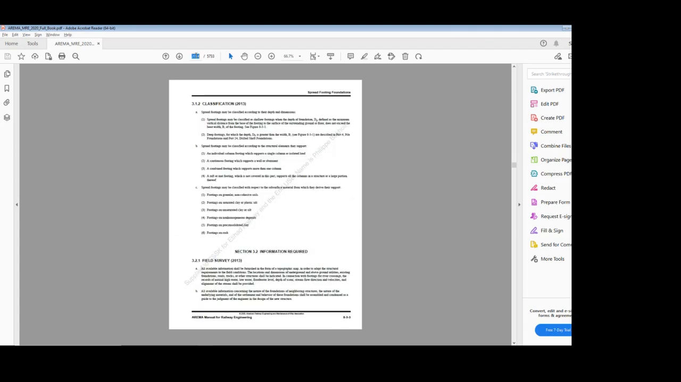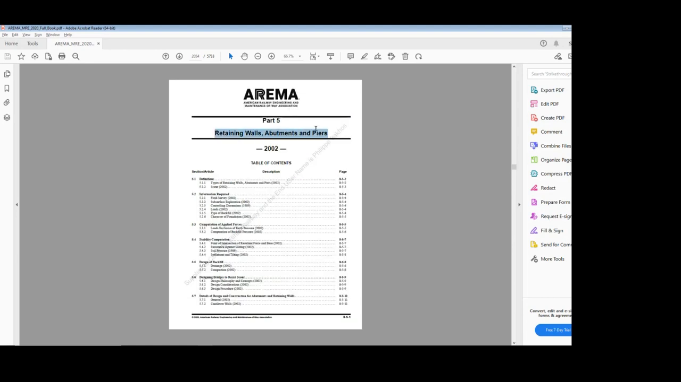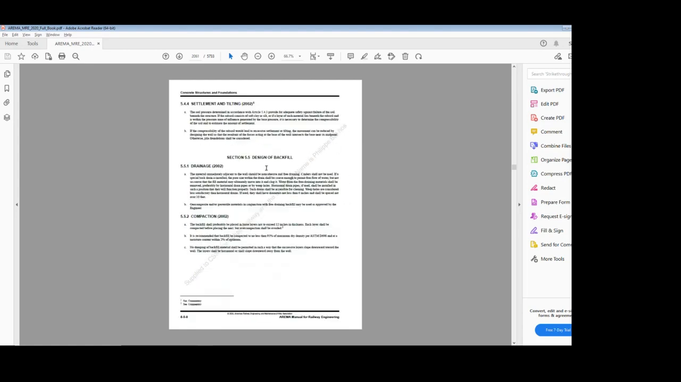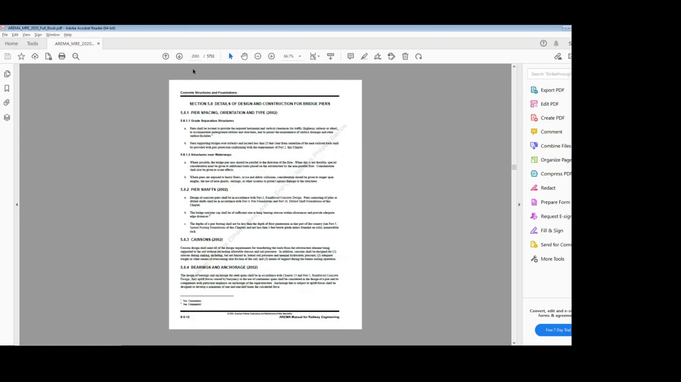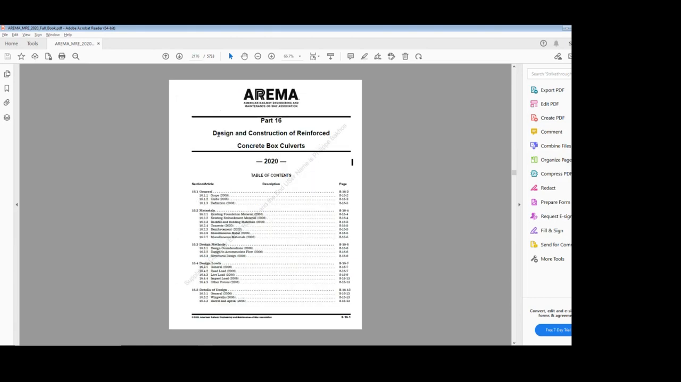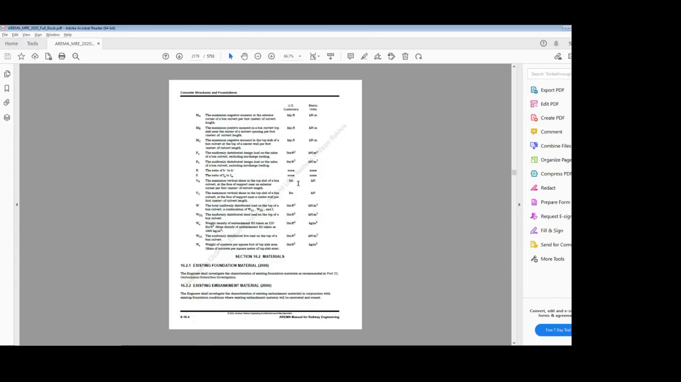Now this chapter 5 is basically for calculation of earth pressure for retaining walls, abutments and piers. Please scroll through it once. Then chapter 16 is for design of concrete box culverts. This is much more important for us for culvert structures.